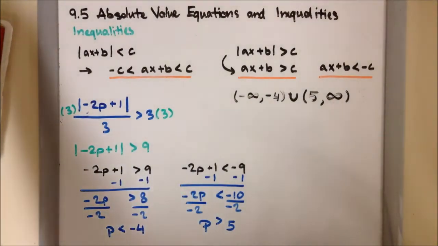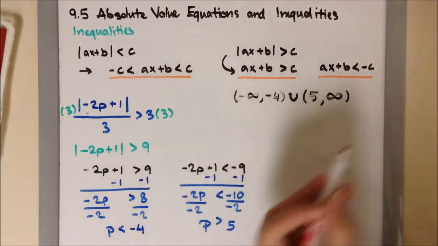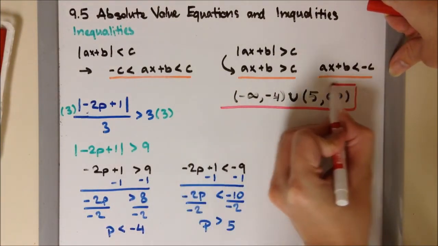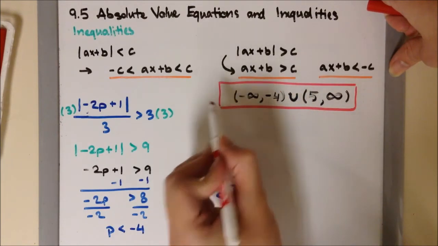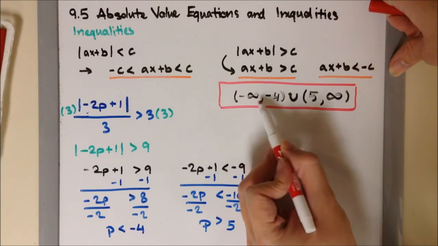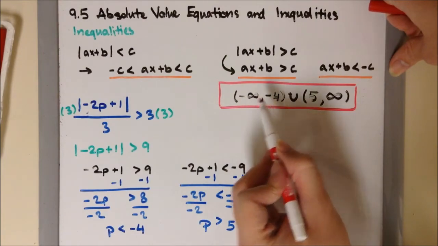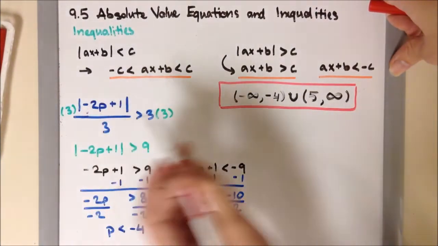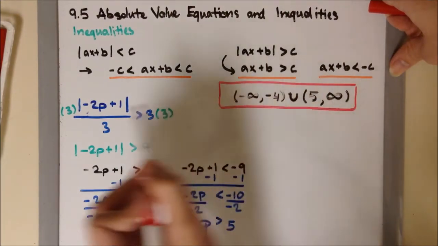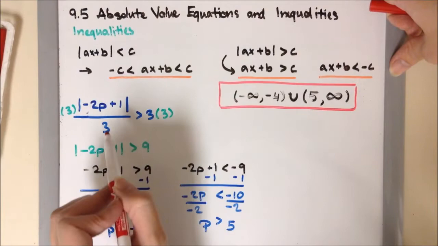So I'm going to box this answer. Meaning that any numbers between negative 8 and negative 4 will be a solution to the original problem, and any numbers between 5 to positive infinity will also be a solution in this original problem.